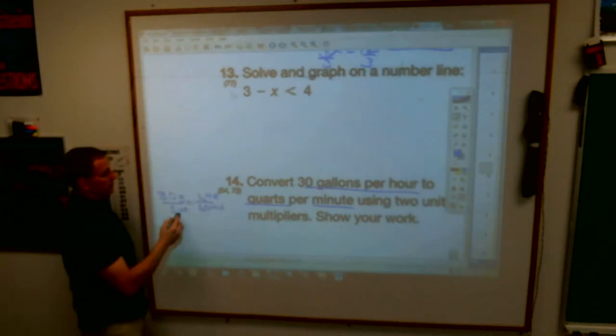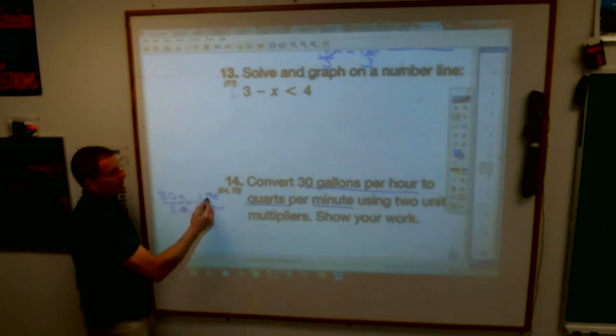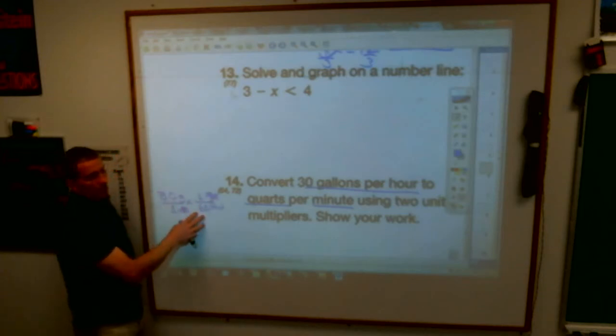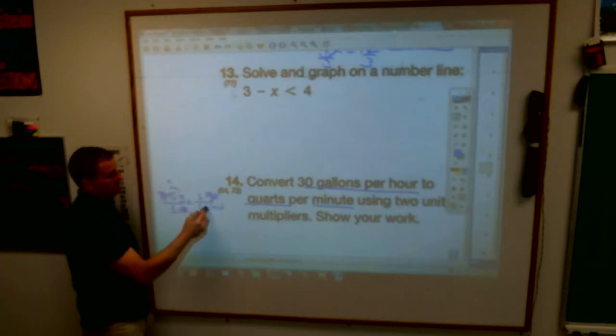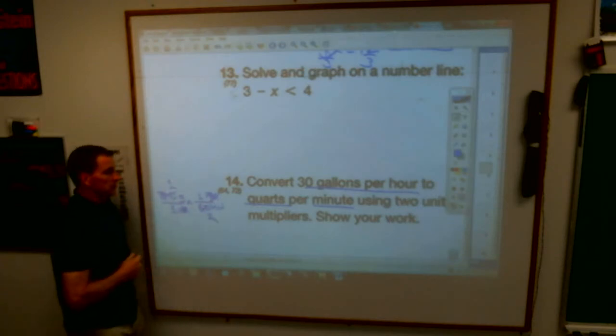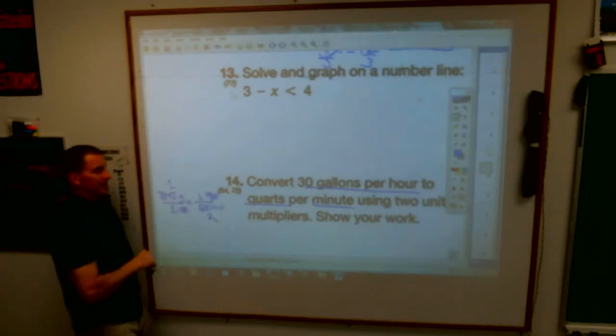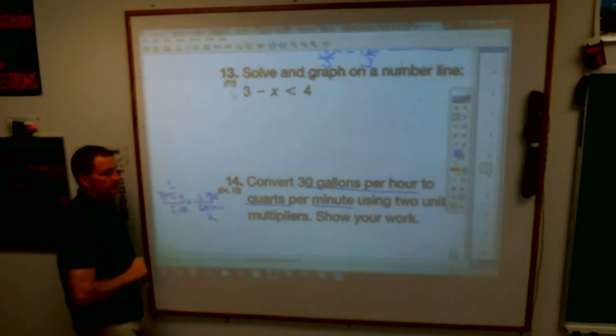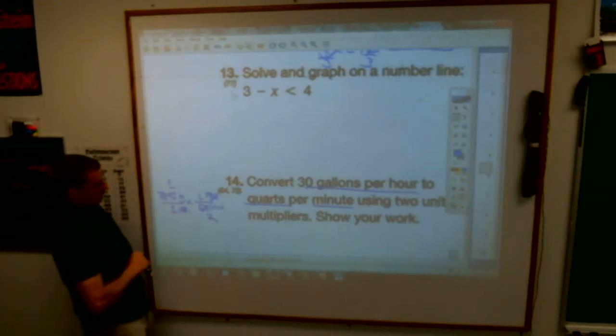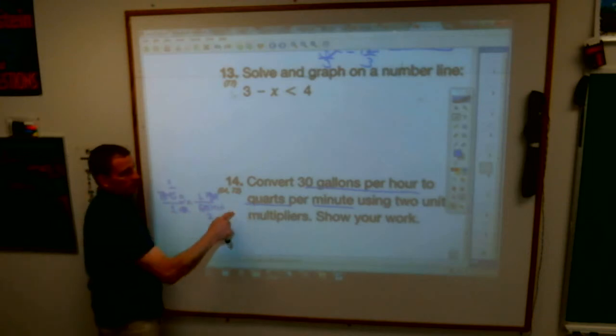Boom. Cross off my labels, which is my goal. You can do your numbers now, or you can do it all at the end. You could cross this off and make this a 1, and make that a 2, which is fine. Now, my answer is in gallons per minute, which would be half a gallon per minute. Wait, I'm sorry. Yeah, half a gallon per minute. But I need to change it into quarts.